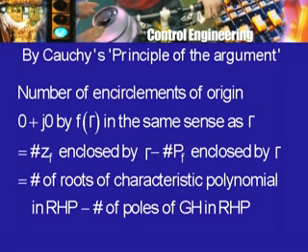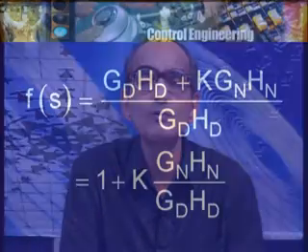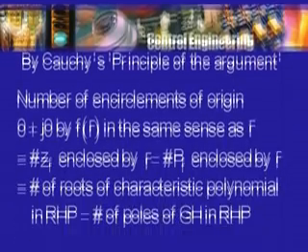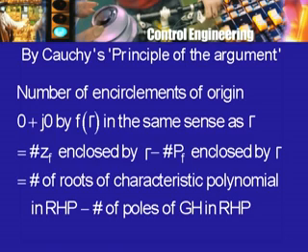The number of zeros of f enclosed by gamma, now where are the zeros of f coming from? The zeros of f are precisely the roots of the characteristic polynomial. So the number of zeros of f enclosed by gamma will be precisely equal to the number of roots of the characteristic polynomial in the right half plane. And for a stable system, we want this number to be 0, but let us be prepared to deal with unstable systems as well, because we do not know for what value of k it will happen or it will not happen.